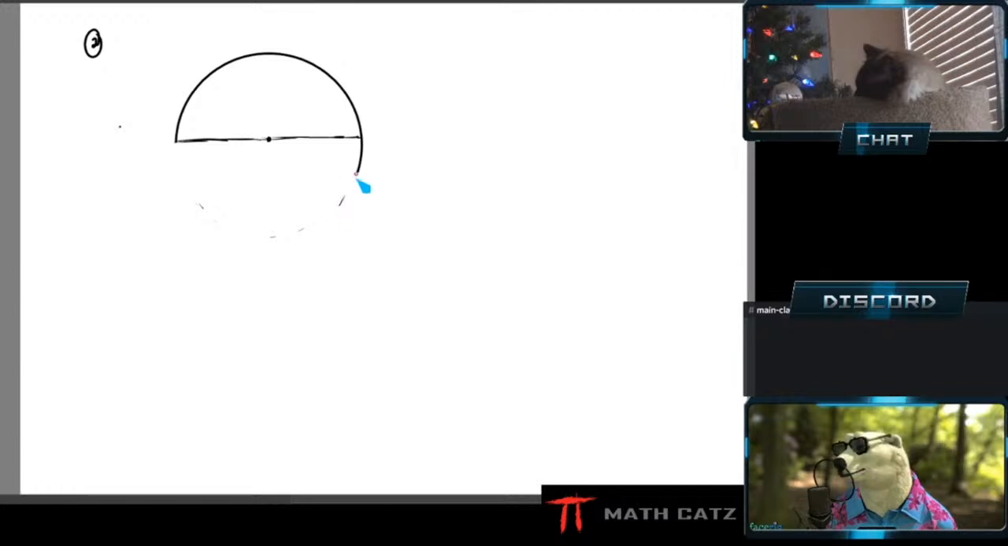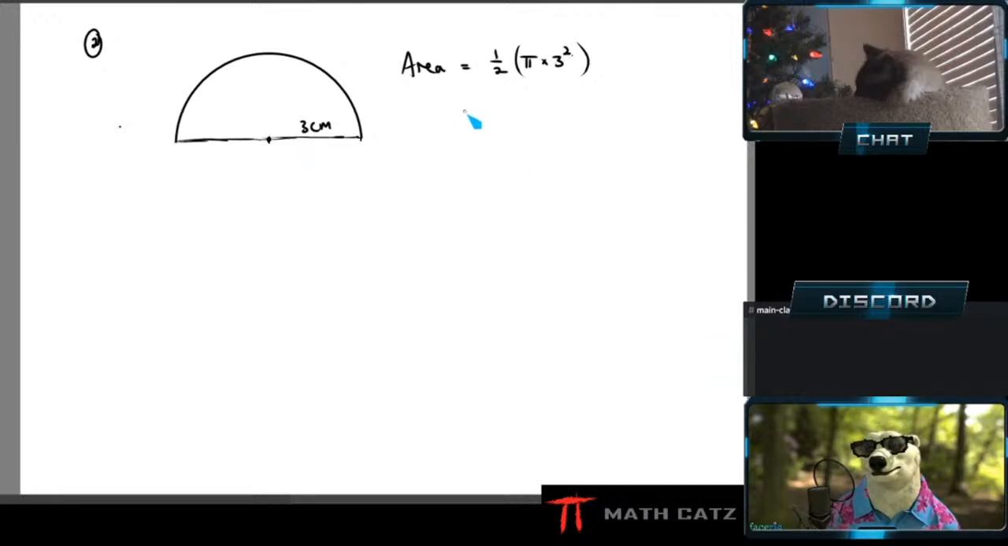If I freehand a circle, it's going to look all wobbly. But you have a compass and all kinds of stuff that could help you draw a circle if you need to. So you have options. I have a radius of 3 centimeters over here. So then the area is going to be a half times the area of the circle, which is pi times 3 squared, because I only have half the circle.